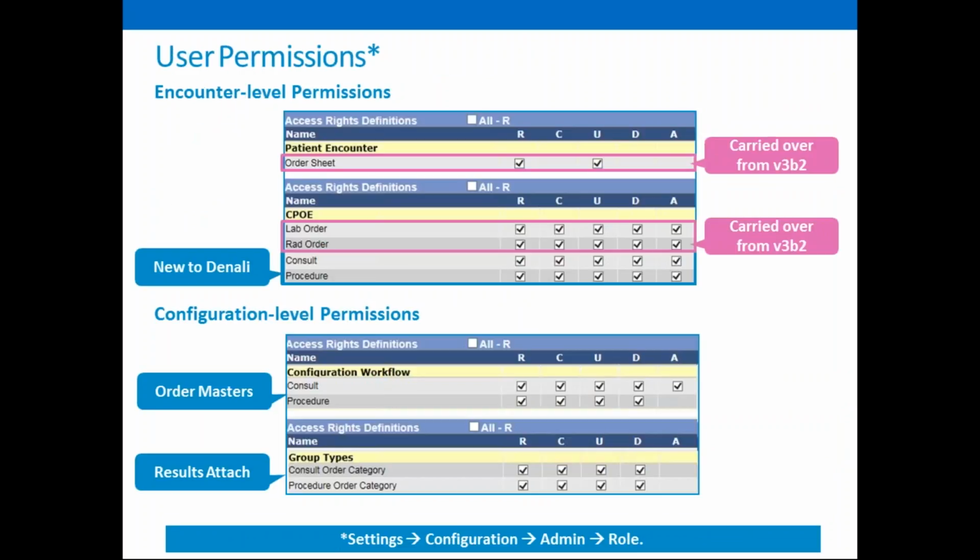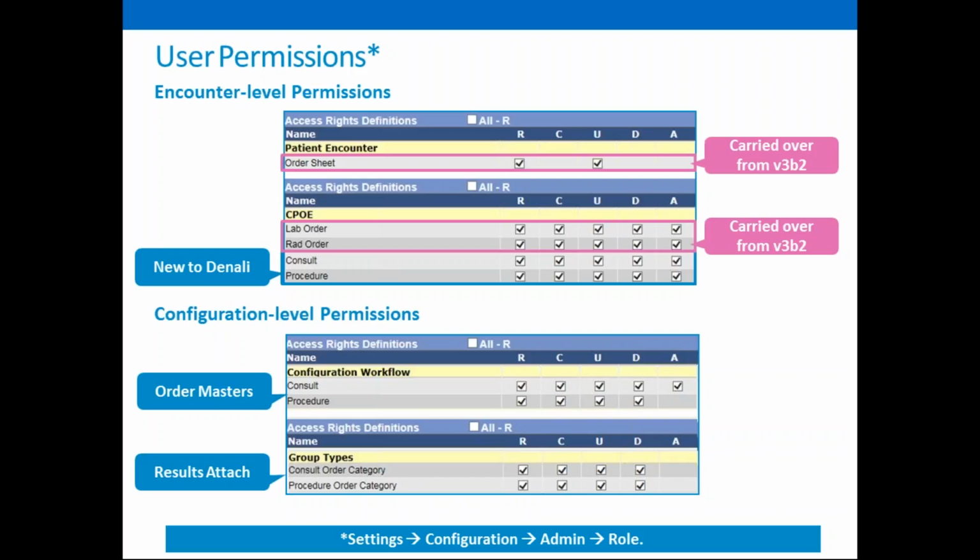There's also some user permissions associated with using order sheet. At the encounter level, those of you who have the administrative access to go under configuration and assign user permissions, there is at a role level the order sheet on patient encounter, as well as the various order choices under CPOE. CPOE, of course, stands for Computerized Provider Order Entry.